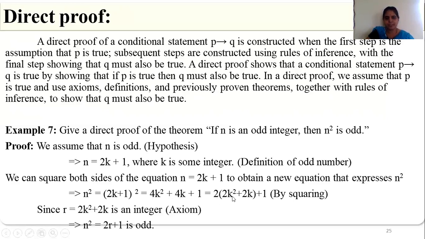Here we can take 2 common from the first two terms, giving 2 times 2k square plus 2k, plus 1. Since r equal to 2k square plus 2k is an integer, n square is equal to 2r plus 1. Any number of the form 2r plus 1 is odd. So it is the proof by direct method.